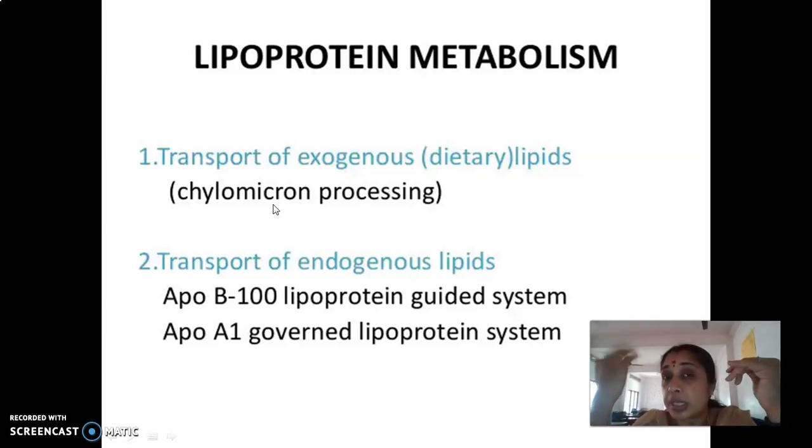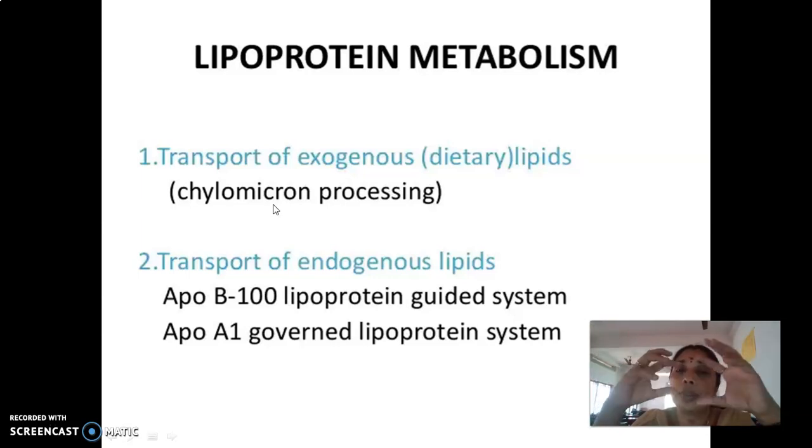ApoB100 is synthesized in the liver, and the same gene synthesizes the ApoB48 in the intestine as a result of mRNA splicing. Right, so the same gene is present in the intestine also, but in the intestine, it is not the ApoB100 that is synthesized, it is only the ApoB48. Clear? So the gene is the same, in the hepatic cells and in the intestinal luminal cells, but the product is entirely different. In the intestine, the product is ApoB48, not the ApoB100, right?